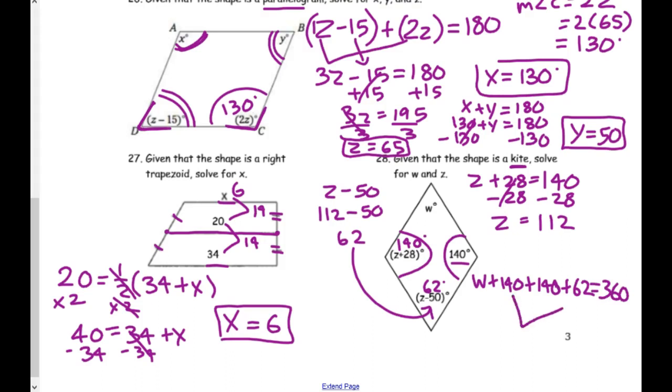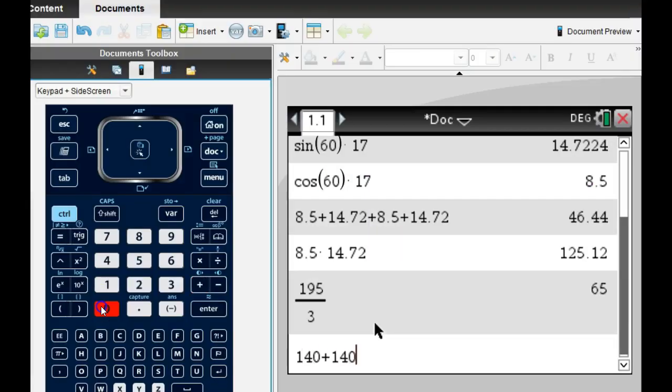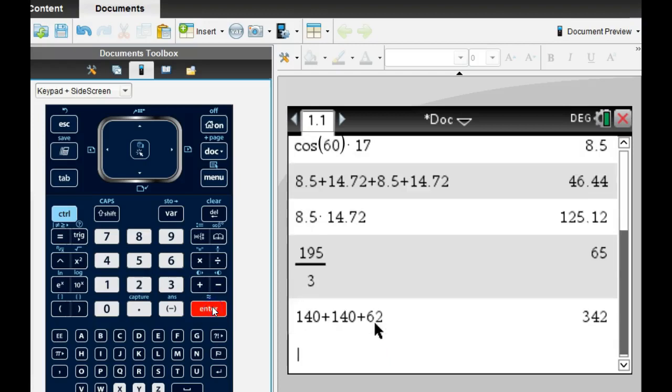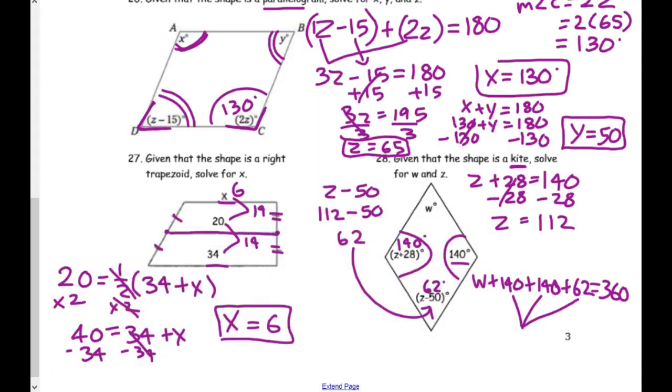So basically, we're going to add up all 3 of these numbers, 140 plus 140 plus 62, okay? 342. And we're going to take that away from 360. So minus 342. W is going to equal 18 degrees. Alright?